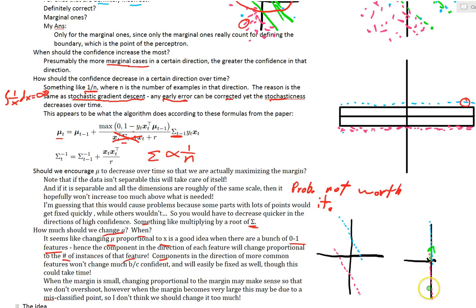But then over time our confidence in the up-down direction will increase. So our confidence will start to look something like that. We're very confident in the up-down direction, not so confident that way, which means we're going to stop updating in the up-down direction so much. But we'll keep updating in the left-right direction.